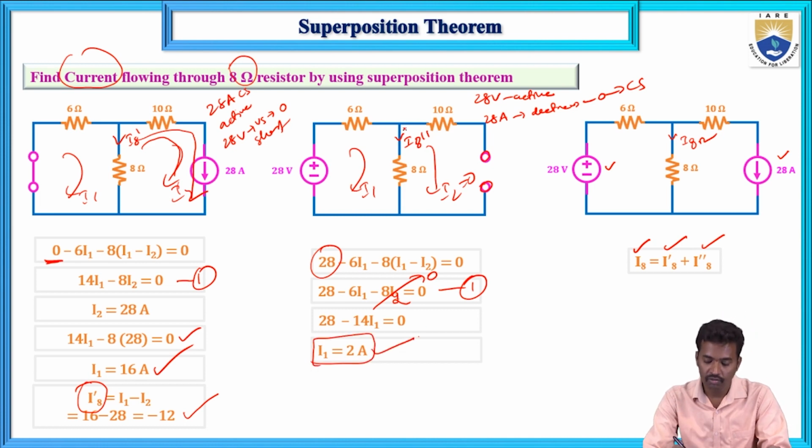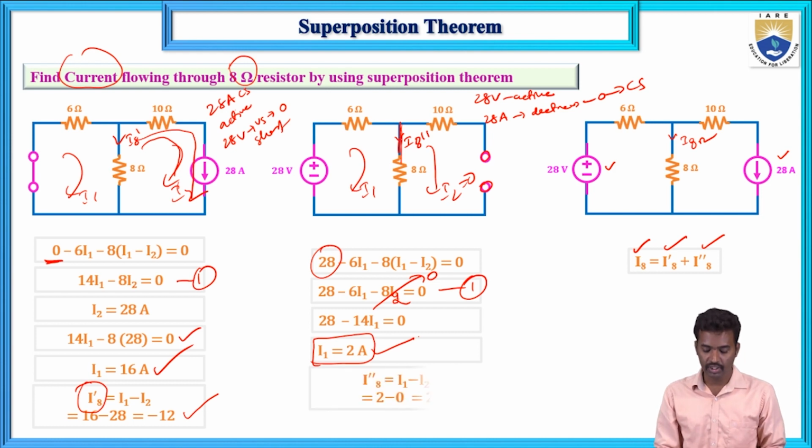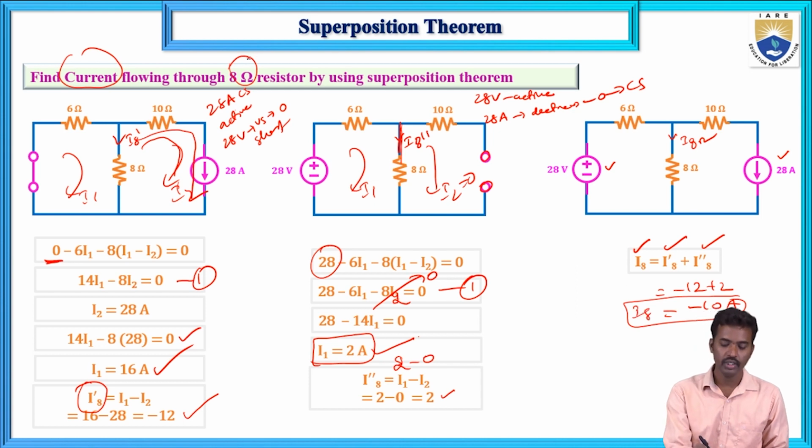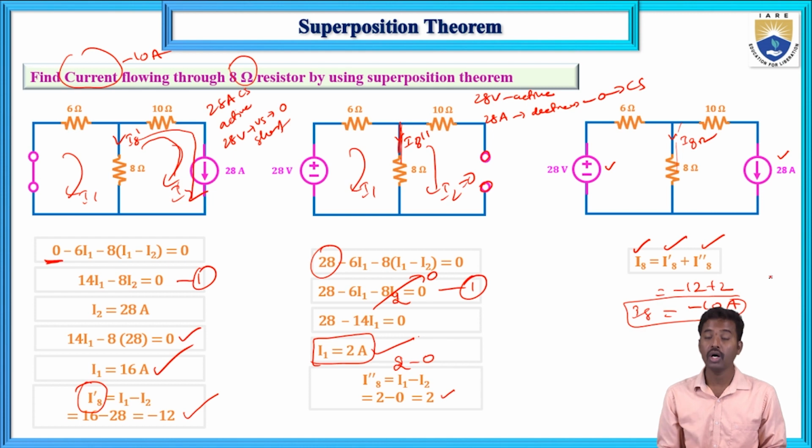So now here we need the I8 double dash current. That I8 double dash current equals this is 2 and this I2 value is 0, that is 2 amperes. Now here this is minus 12 and this is plus 2. That equals minus 10 amperes, the current flowing through the 8 ohms resistor, according to the superposition theorem.